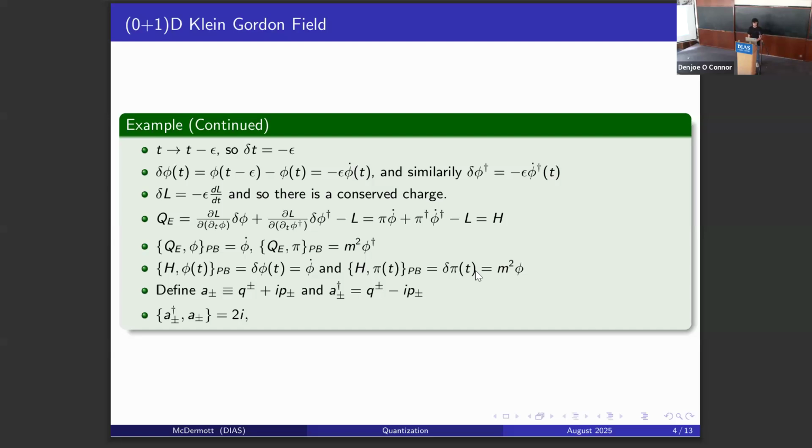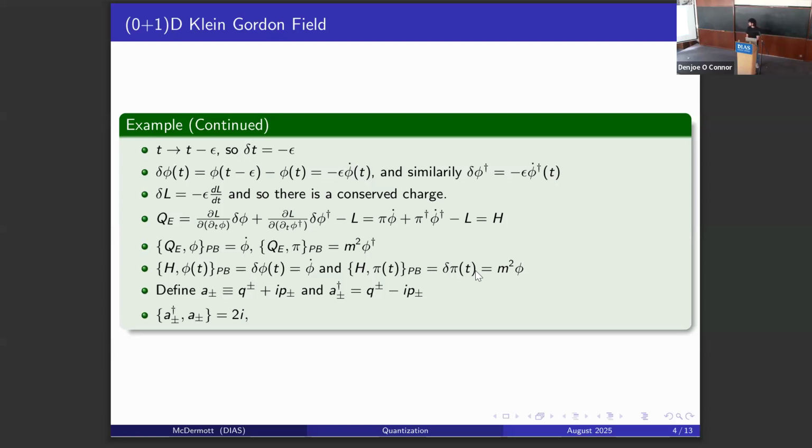And we can see here then when we compute our Poisson brackets between our Hamiltonian and our momenta and coordinates, it gives us actually the variation under a time translational symmetry of our coordinates and of our momenta. And this is important for our equations of motion of these coordinates and momenta.